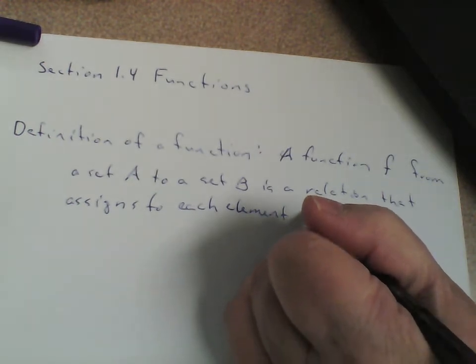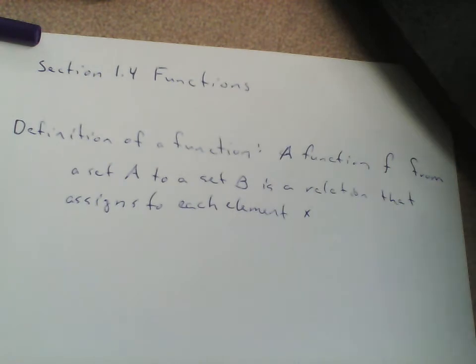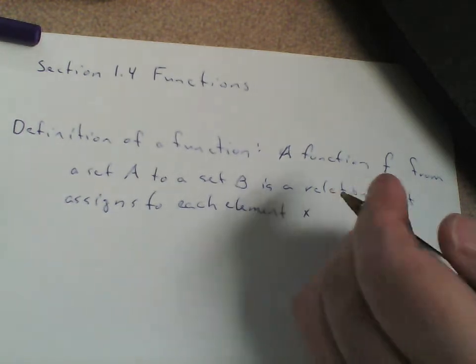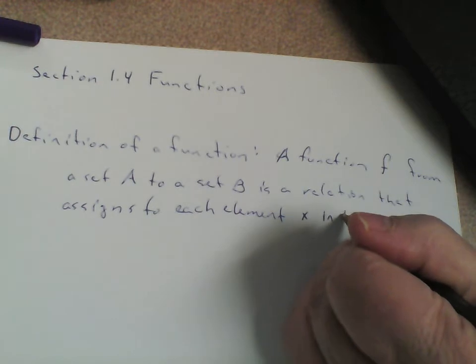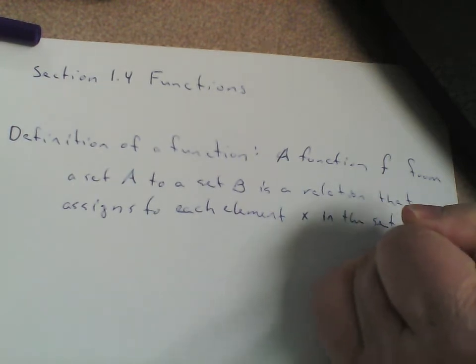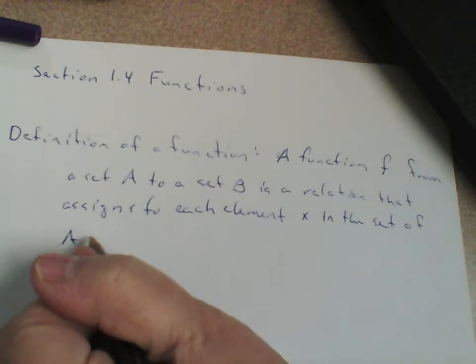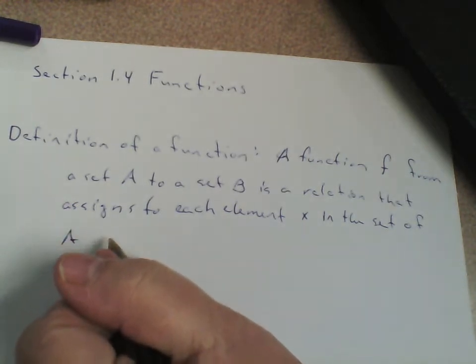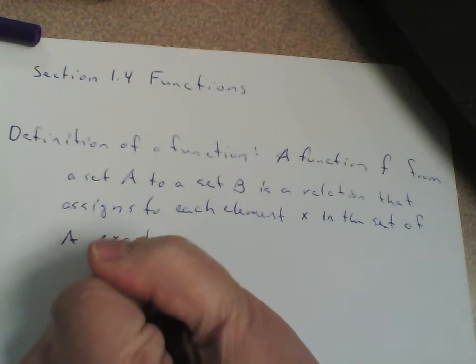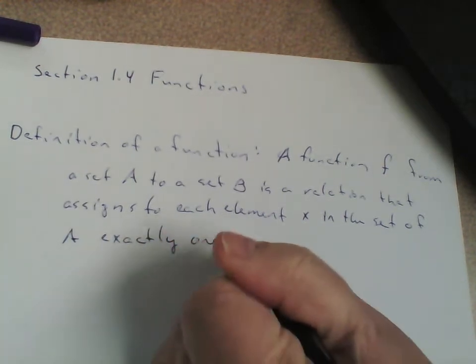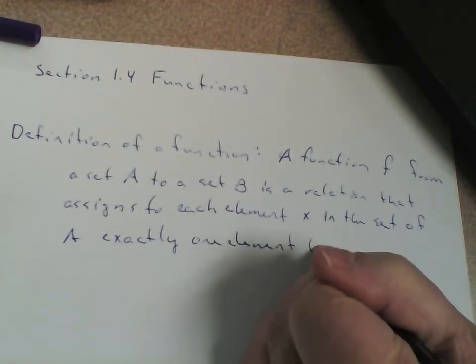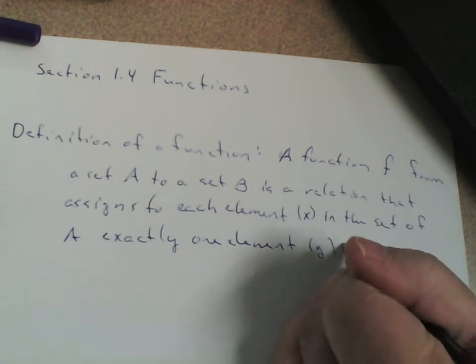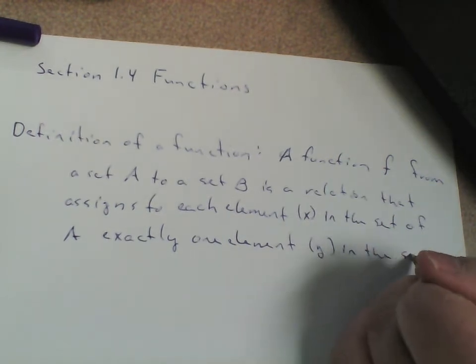x, right? X is like all of our everything in our set of A, or what our potential x's could be, what our potential inputs are, in the set of A, exactly one element, or y, in the set of B.